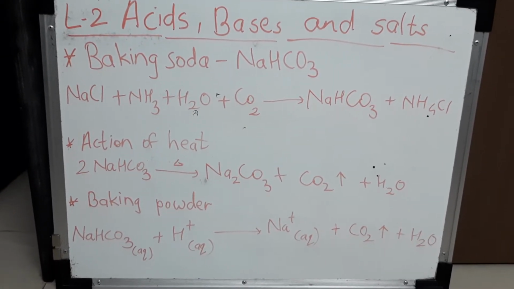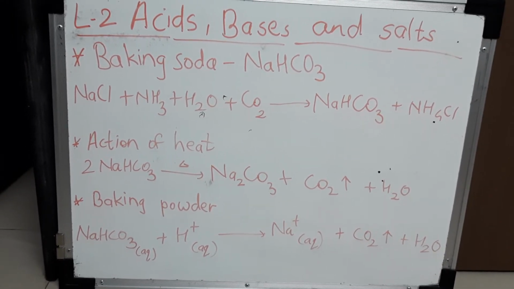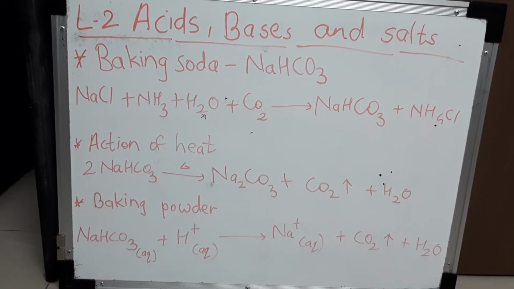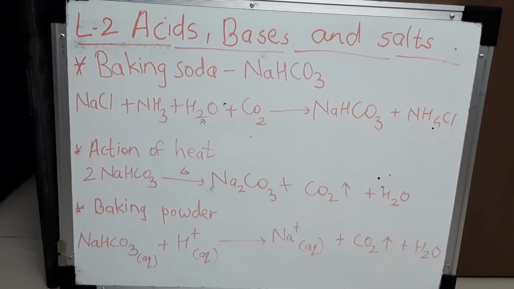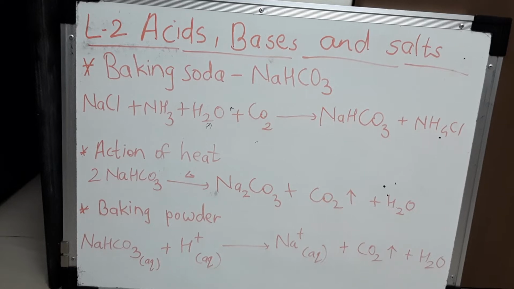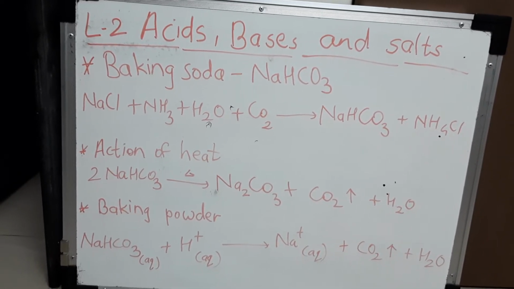Then baking powder. Baking powder is a mixture of baking soda and a mild edible acid such as tartaric acid or citric acid. So when baking powder is mixed with water, then sodium bicarbonate reacts with tartaric acid to evolve carbon dioxide gas.